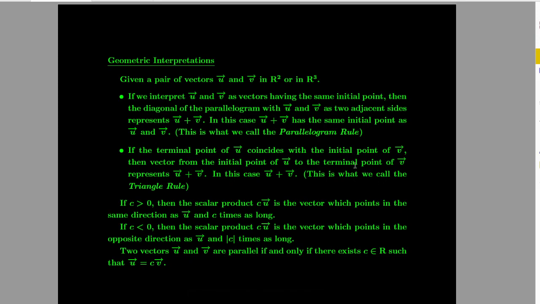Now look at the screen. On the PDF, you have the description of the geometric meaning of the sum of two vectors. It's true for any vectors in R2 or R3, or you imagine in any Rn. Actually, in any Rn it's true. If we interpret u and v as vectors having the same initial point, then the diagonal of the parallelogram with u and v as two adjacent sides, so that's more precise, represents u plus v.